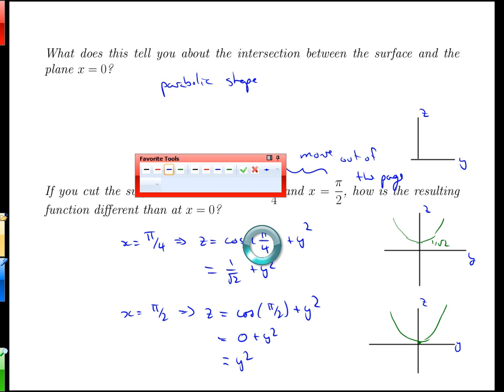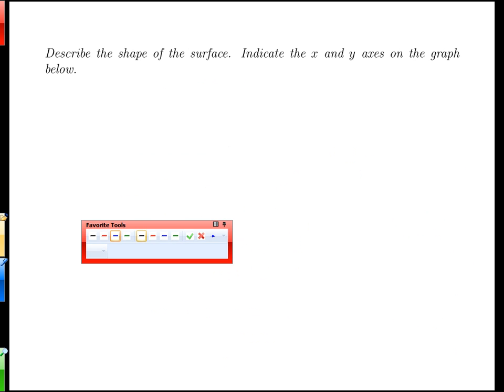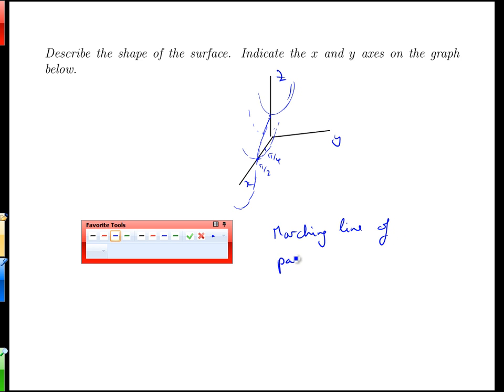Okay, so what does that look like when we put it all together? If we think about the 3D shape with y, z, and x here, we had a parabola in the YZ plane. Then it moved downwards. And then it moved downwards again. So pi over 4, pi over 2, and again, I'm trying not to sketch this too much. But we see a marching line of parabolas where the vertex of the parabola is going to follow the cosine curve. So what I like to think of this as is a marching line of parabolas.